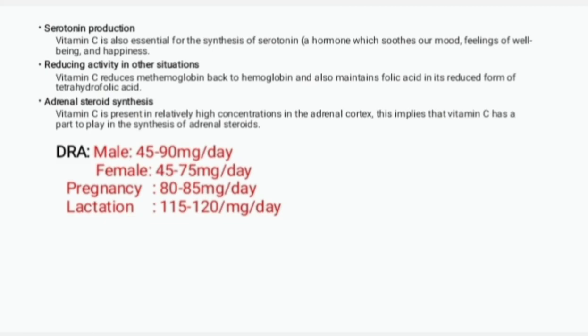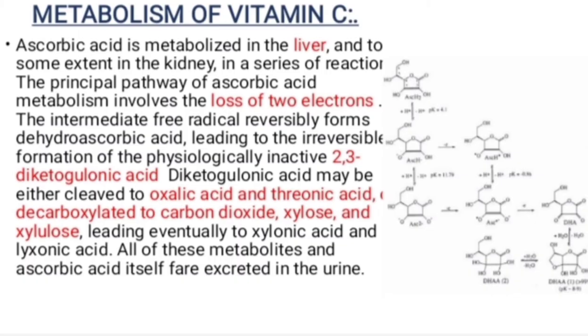Now come to metabolism of vitamin C. Once it is performing its action and function in the body as an antioxidant, it is metabolized in the liver and to some extent in the kidney by a series of reactions. The principal pathway of ascorbic acid metabolism involves the loss of 2 electrons. The intermediate free radical reversibly forms dehydroascorbic acid, leading to irreversible formation of the physiologically inactive form, that is 2,3-diketogluconic acid.